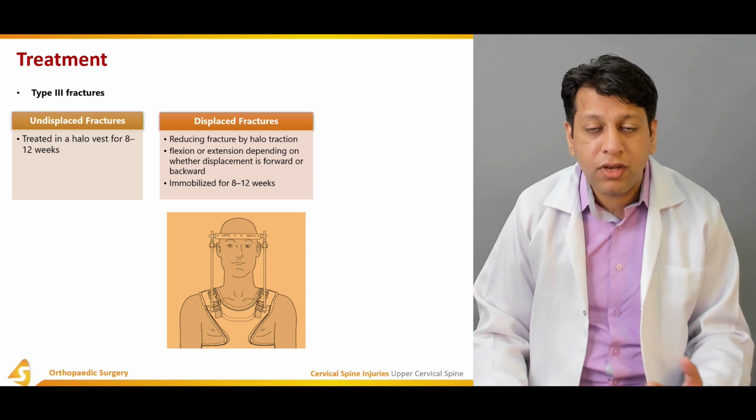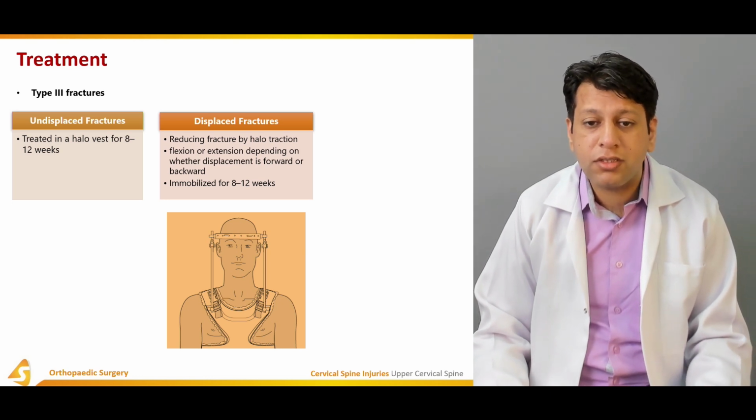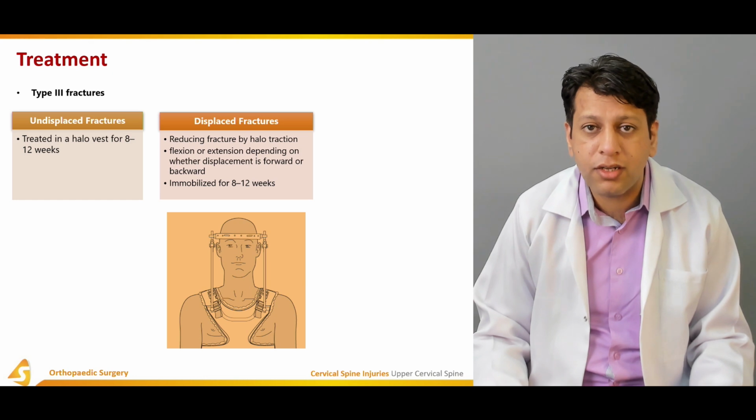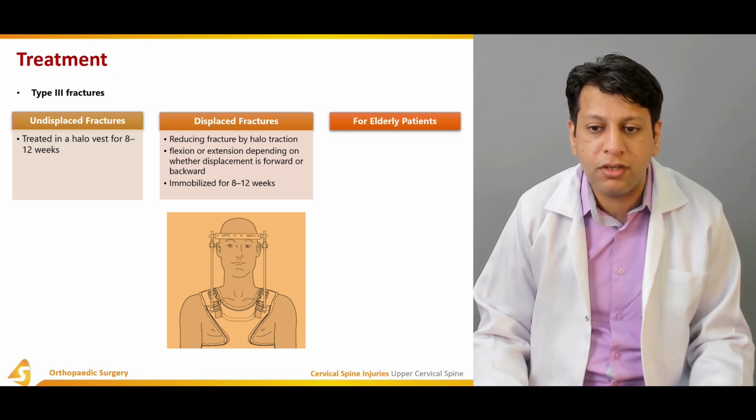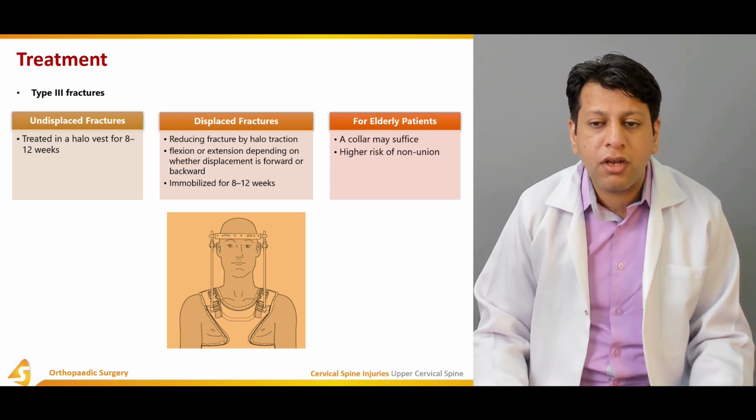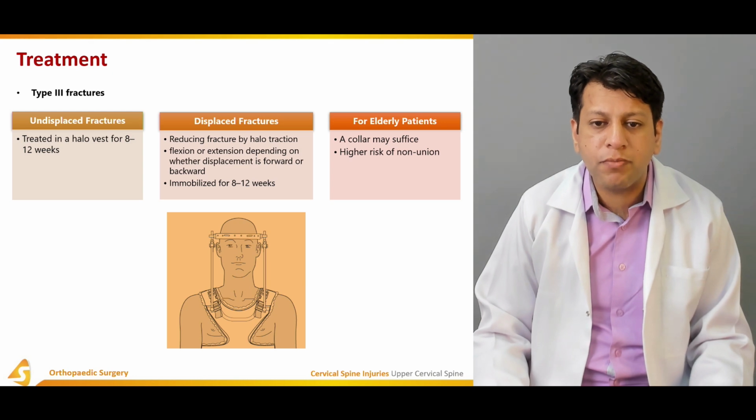If we are unable to reduce them with halo vest traction, then they have to be fixed posteriorly, and a C1, C2 fusion needs to be done. For elderly patients, a collar may suffice because of the low energy trauma and maybe due to the high risk of non-union as well.